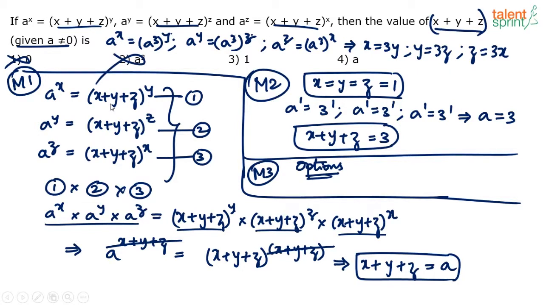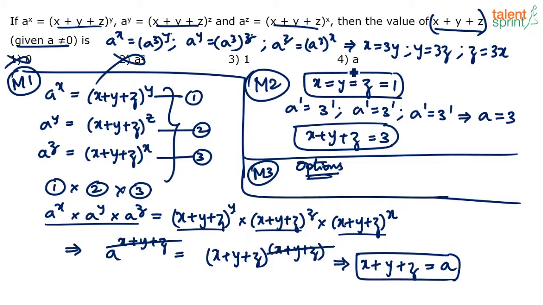Then option 3. Substitute option 3, 1. That means x plus y plus z equals 1, which means a power x equals 1 power y, a power y equals 1 power z, a power z equals 1 power x. Which will give you a equals 1 basically. If a is equal to 1, then x equals y, y equals z, z equals x. Right? But will that help? No, that also will not really help, or you will not be able to arrive at a conclusion.